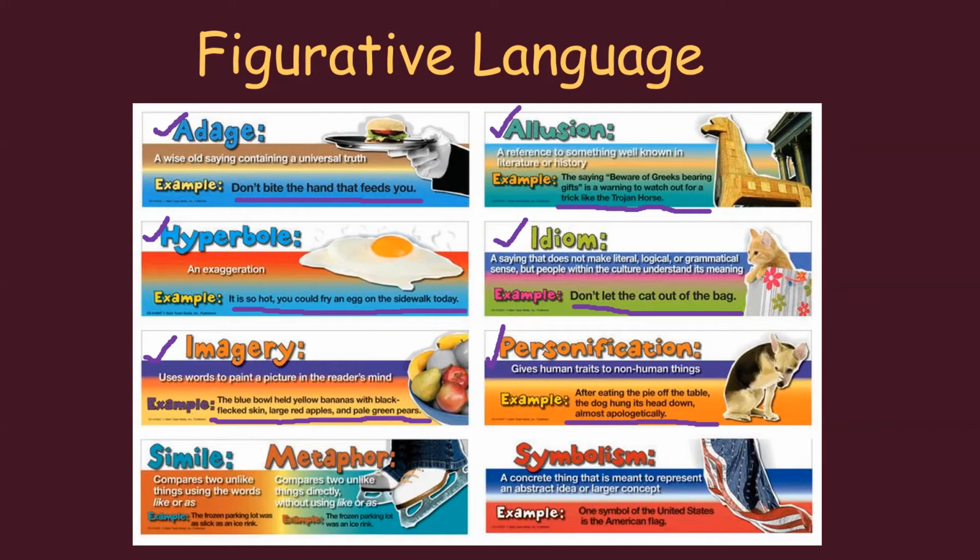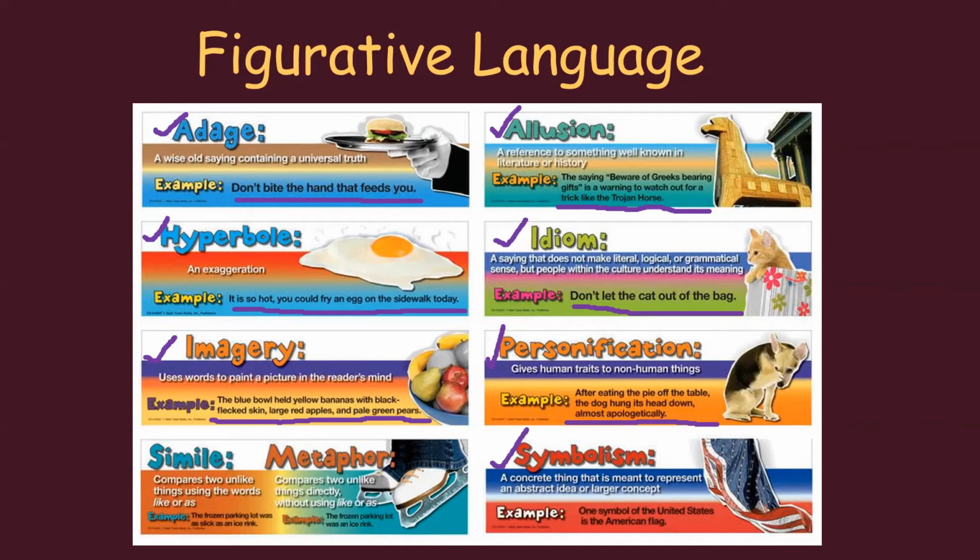So this particular dog, have you ever had a pet that grabbed something off the table and ate it? And he knew he wasn't supposed to do it, so he had this look of apology, like, I know I've done wrong, but hopefully you won't punish me, you know? So that is an example of a non-human thing, such as a dog, displaying a human trait, which is an emotion such as apology.